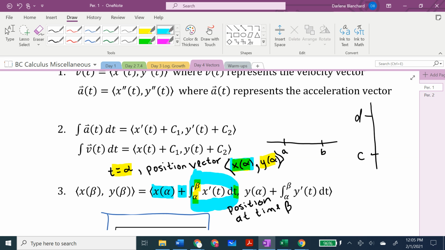And then the y is essentially the same thing. You have a vertical position at time alpha, and you add the vertical displacement from time alpha to time beta, and that gives you your y coordinate at time beta.